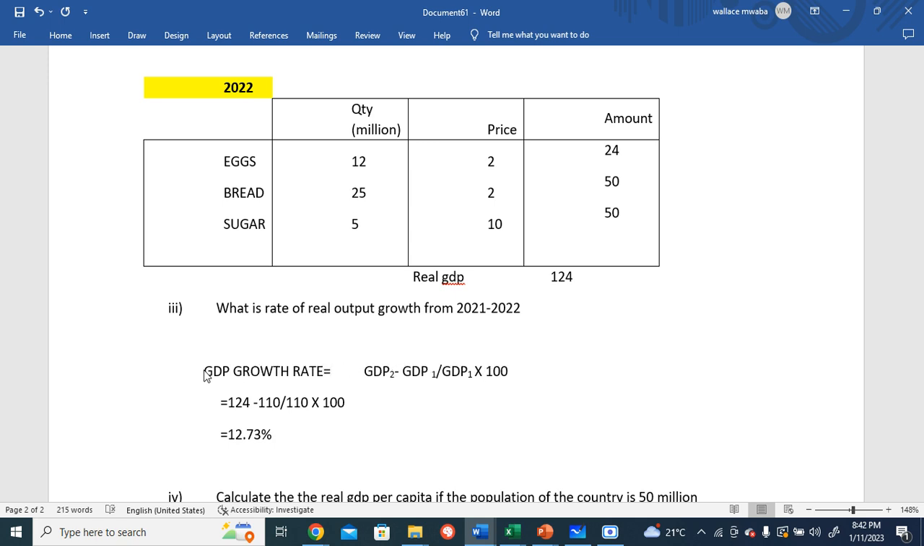Are we okay on this? So, GDP growth rate.